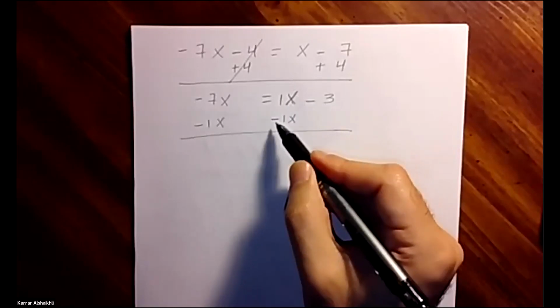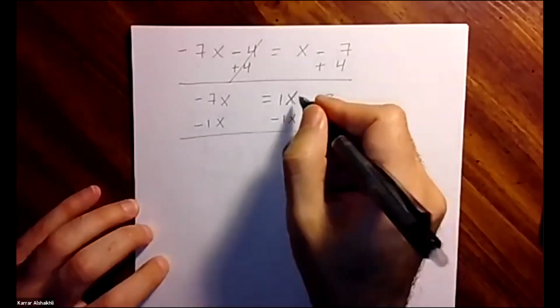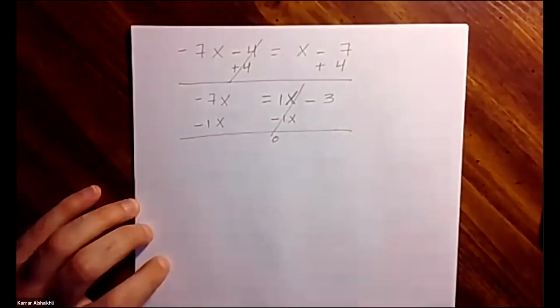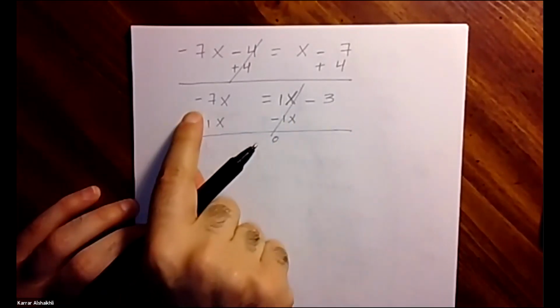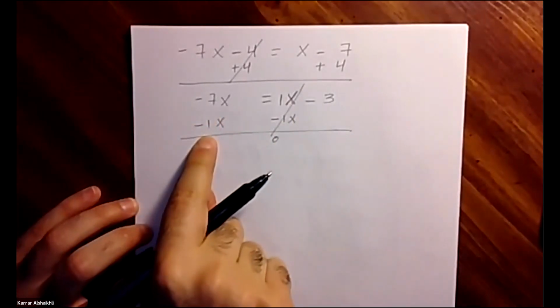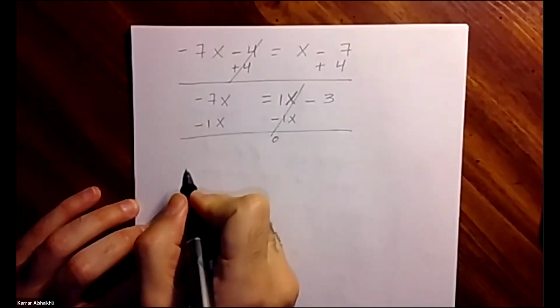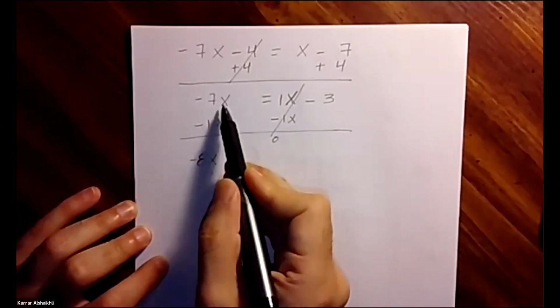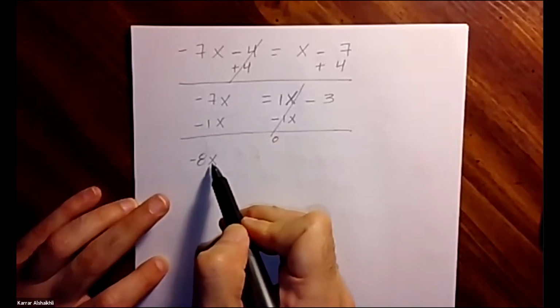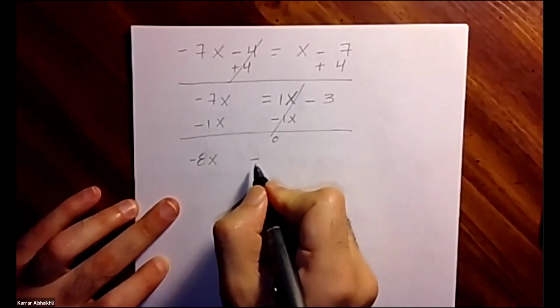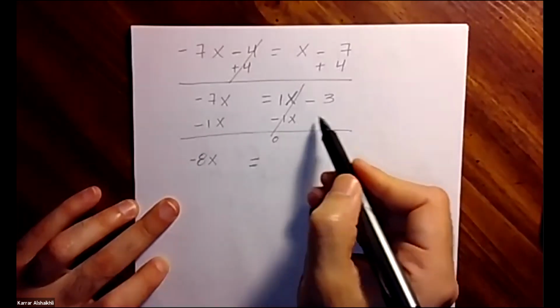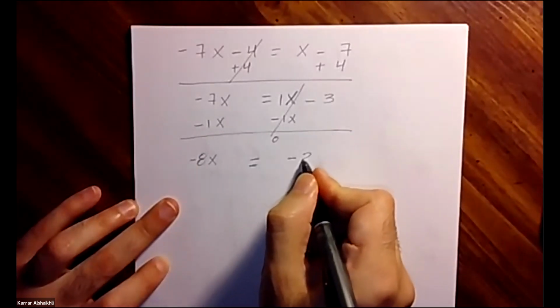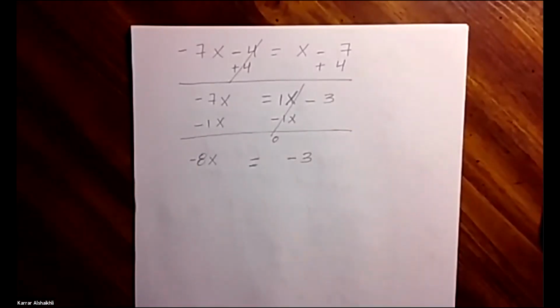Now 1x minus 1x is going to be 0. Negative 7 minus 1 is going to be what? Negative 8x. Because negative 7 minus 1 is going to be negative 8. I'm not going to do anything with the x, just write it down. Here's the equal sign. What's the leftover from this side? Negative 3. Now, what's the last step?